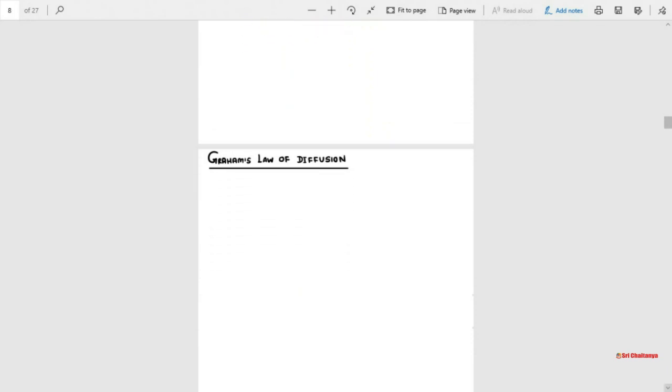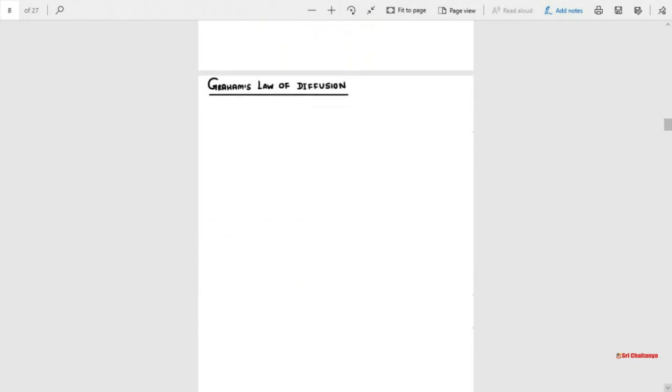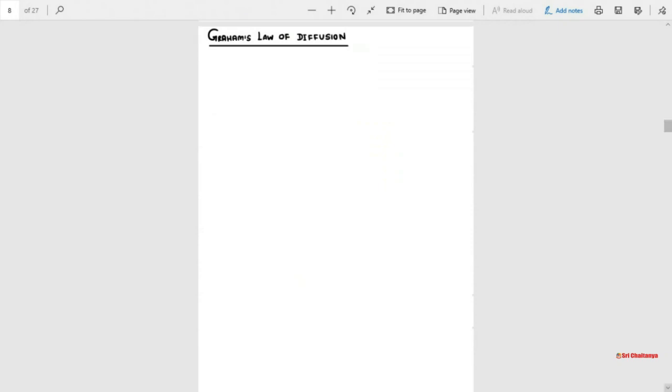Okay, now we are going to discuss Graham's law of diffusion. So in Graham's law of diffusion, see, sometimes casually when you study your NCERT, they are using the words effusion and diffusion, right? So most of the time we are casually using the word effusion in place of diffusion, or diffusion in place of effusion.